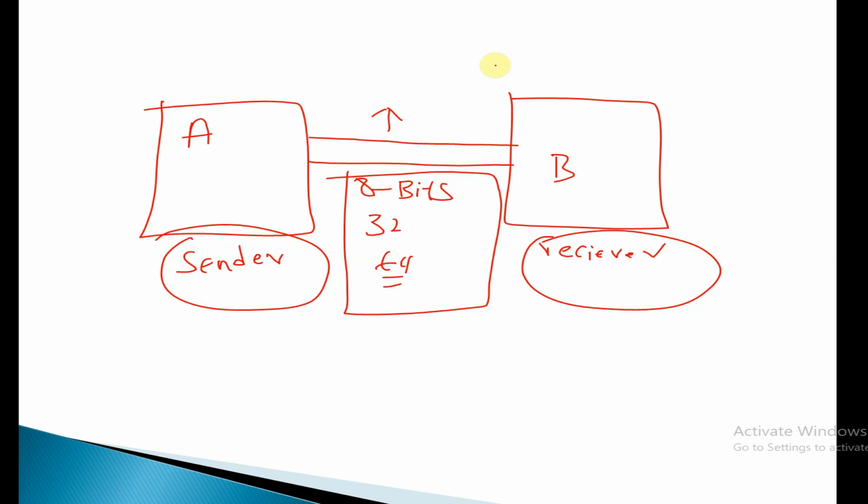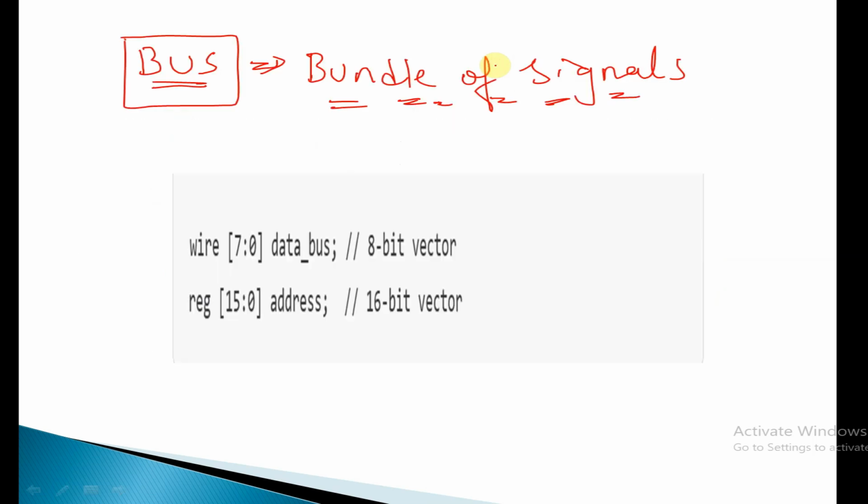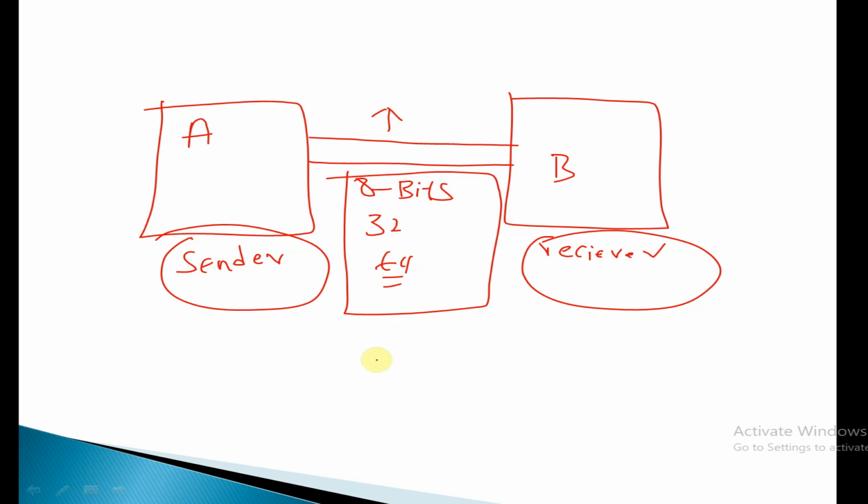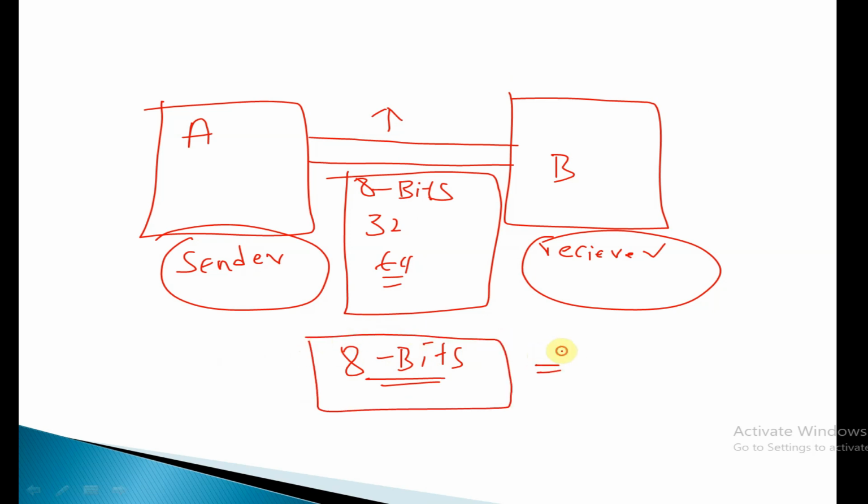A vector is nothing but a collection of bits. If you want to store a collection of bits, say 8 bits, what data type are you going to use? Whether you are going to use reg or wire? Reg data type, yes. We will not use wire, we are going to use the reg data type for storing the data. So let's say we have a requirement to store 8 bits.